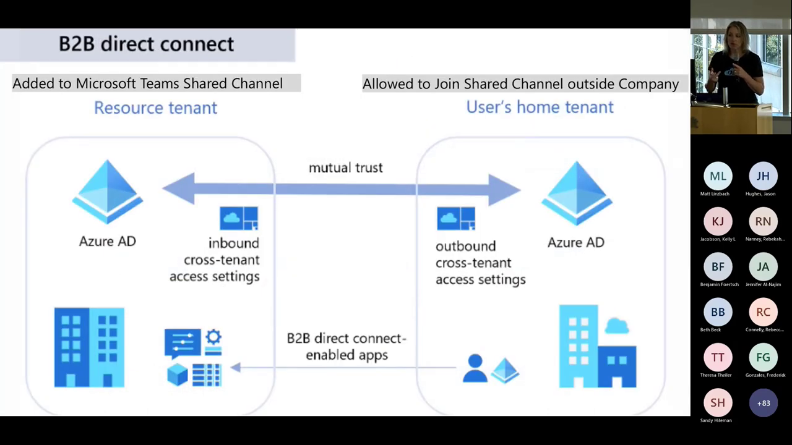Now, this is a different route, right? This is Direct Connect. This is where you have a resource tenant or multiple, and then you have your home tenant. So you create the Microsoft Teams shared channel. If I'm going to allow a resource to come in, or for people to go out, I need both inbound and outbound access, right? Remember, I'm inviting them in and they're inviting, and we're allowing them to go out.